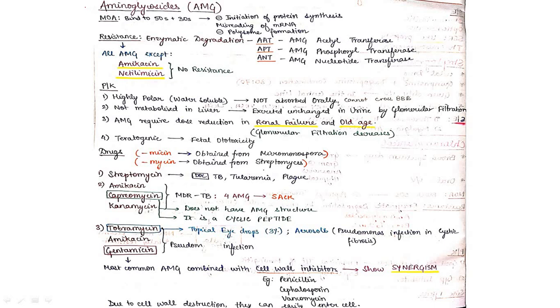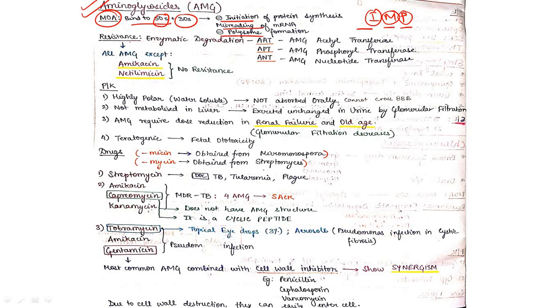Now coming to the next group of drugs, the aminoglycosides. What is the mechanism of action of aminoglycosides? They basically bind to both 50S and 30S, and that will lead to IMP. We have discussed it inhibits initiation of protein synthesis, it can cause misreading of mRNA, and it can cause inhibition of polysome formation. So IMP: these are the three mechanisms of action: inhibition of protein synthesis, misreading of mRNA, and inhibition of polysome formation.